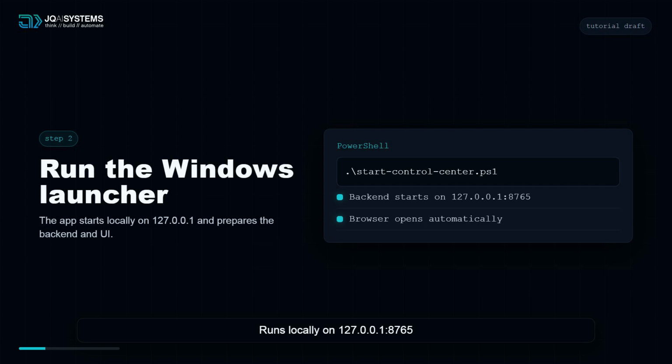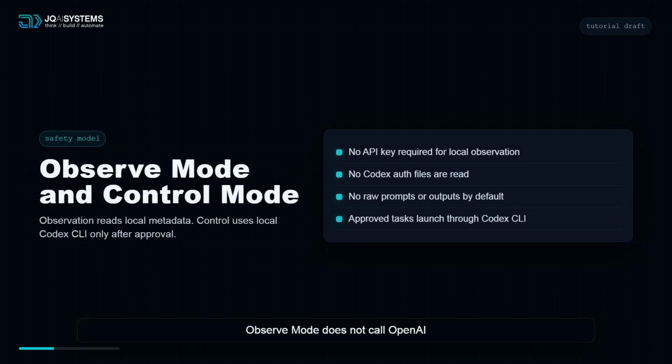Observe mode reads local metadata and does not call OpenAI. It can show sessions, tool activity, usage signals, skills, readiness, and publish checks without reading Codex auth files. Control mode is different. It uses your installed Codex CLI for dashboard launched tasks, and only after you approve the task. If Codex is already signed in locally, control mode can work without asking the dashboard for an API key.